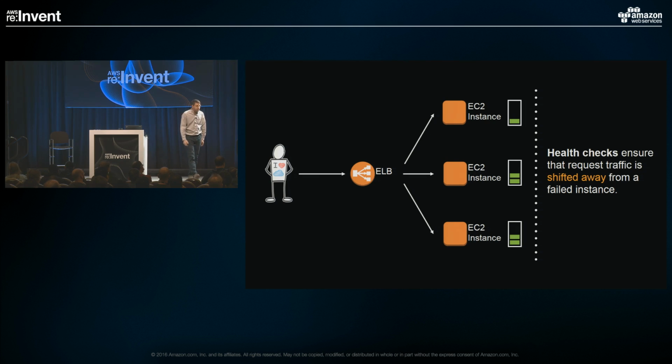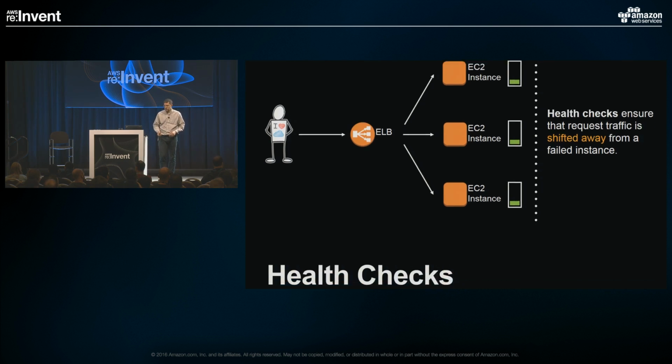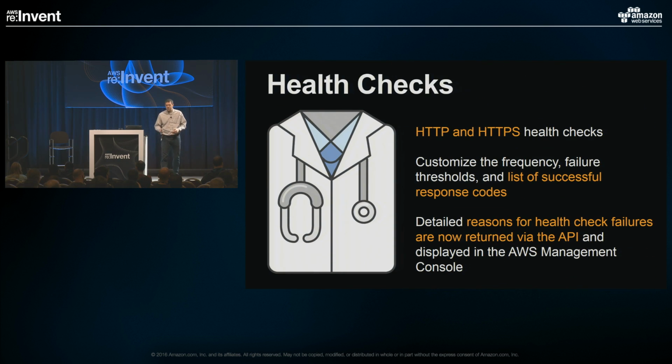With auto scaling as well, you can set it up so that if any instance fails a health check, it'll actually remove that instance out of service and replace it, so that even the mitigation of a failed instance can all be automated. So we look at what we support. With application load balancer, obviously it's not TCP health checks, it's just HTTP and HTTPS. You can customize the frequency, the failure threshold, and the one thing you can do that you haven't been able to do previously is set the list of the actual return types, so successful response codes.